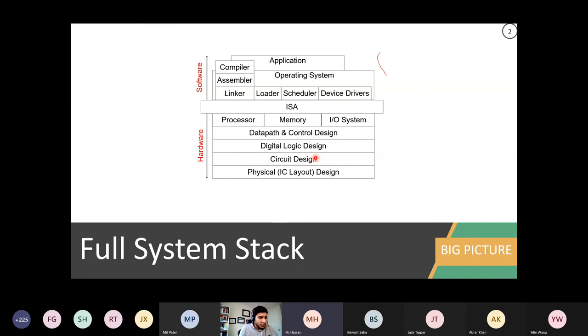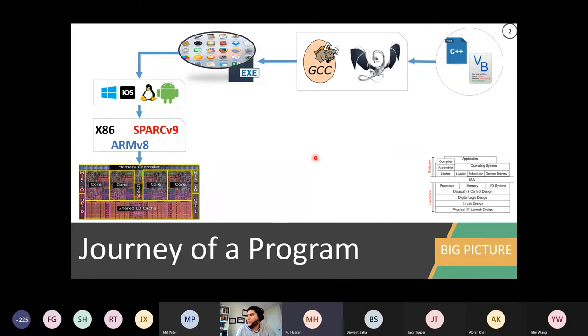Well, good. Now more visualization of what I call the program journey. You write something in C++, for example, or any other language: Python, Visual Basic, C, whatever. You take it into a compiler. A common example of a compiler is the GCC toolchain. If you're using macOS, there is a different one, Xcode, but at the end, it takes a program in a high-level language and translates it into an executable. This executable runs on top of an operating system. Here are some examples of operating systems: you have Android, Linux, iOS, and Windows.